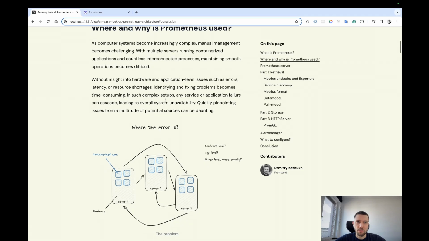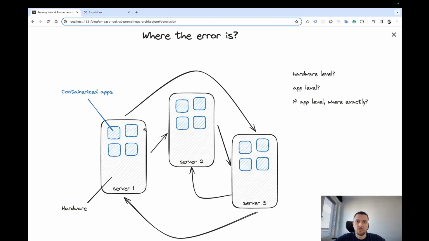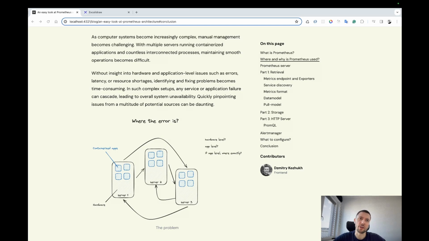Typically, this involves multiple servers running containerized applications with a lot of interconnected processes. And sometimes you can see one error, but not even suspect how deep the problem is and what it might be related to. So every time DevOps asks themselves where the error is: is it hardware level? Is it application level? If it's application level, where exactly? So Prometheus is designed to either answer these questions or anticipate possible problems.